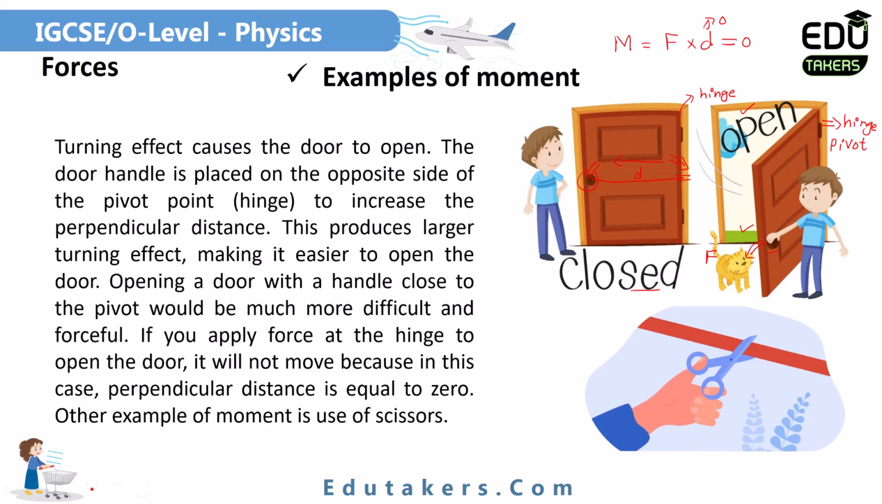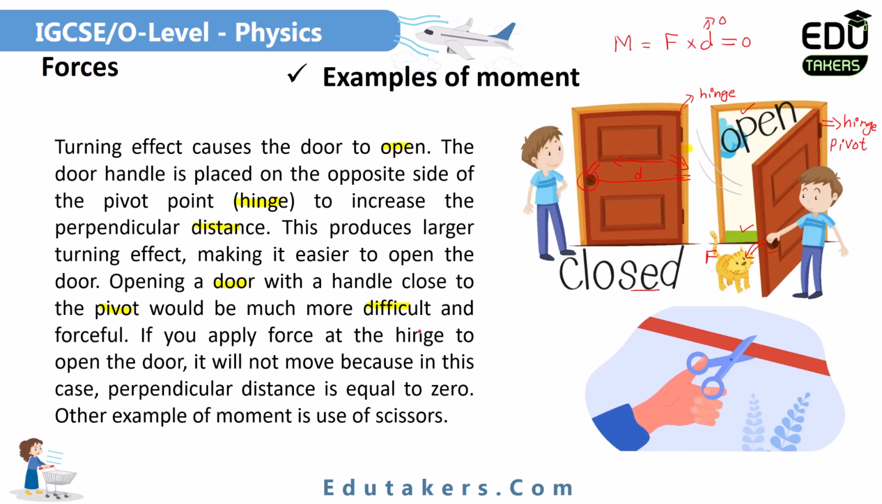The second example you can see here, the moment is also used in the scissors. So first of all, you can see here, the turning effect causes the door to open. The door handle is placed on the opposite side of the pivot point or the hinge to increase the perpendicular distance. This produces a larger turning effect, making it easier to open the door. Opening a door with the handle close to the pivot would be much more difficult and forceful. You have to apply a larger force when you open the door by applying the force closer to the hinge.